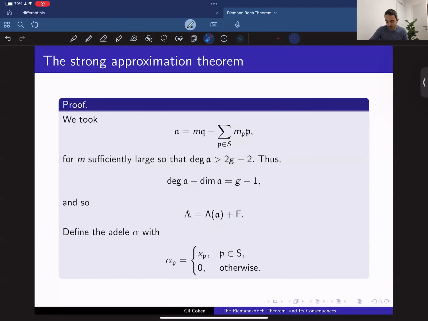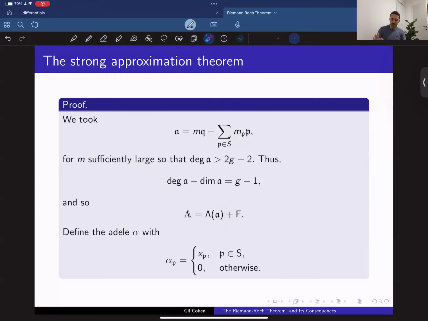And by Riemann-Roch, we know that the degree of A minus the dimension of A, the deficiency, for divisors with such high degrees is exactly G minus 1. Right? Now, if you recall, when we talked about adeles, we proved that if you have a divisor that is maximal in this sense, namely degree minus dimension is as large as it can be, then any adele can be written as an adele coming from the divisor, the lambda space of A, plus some function.